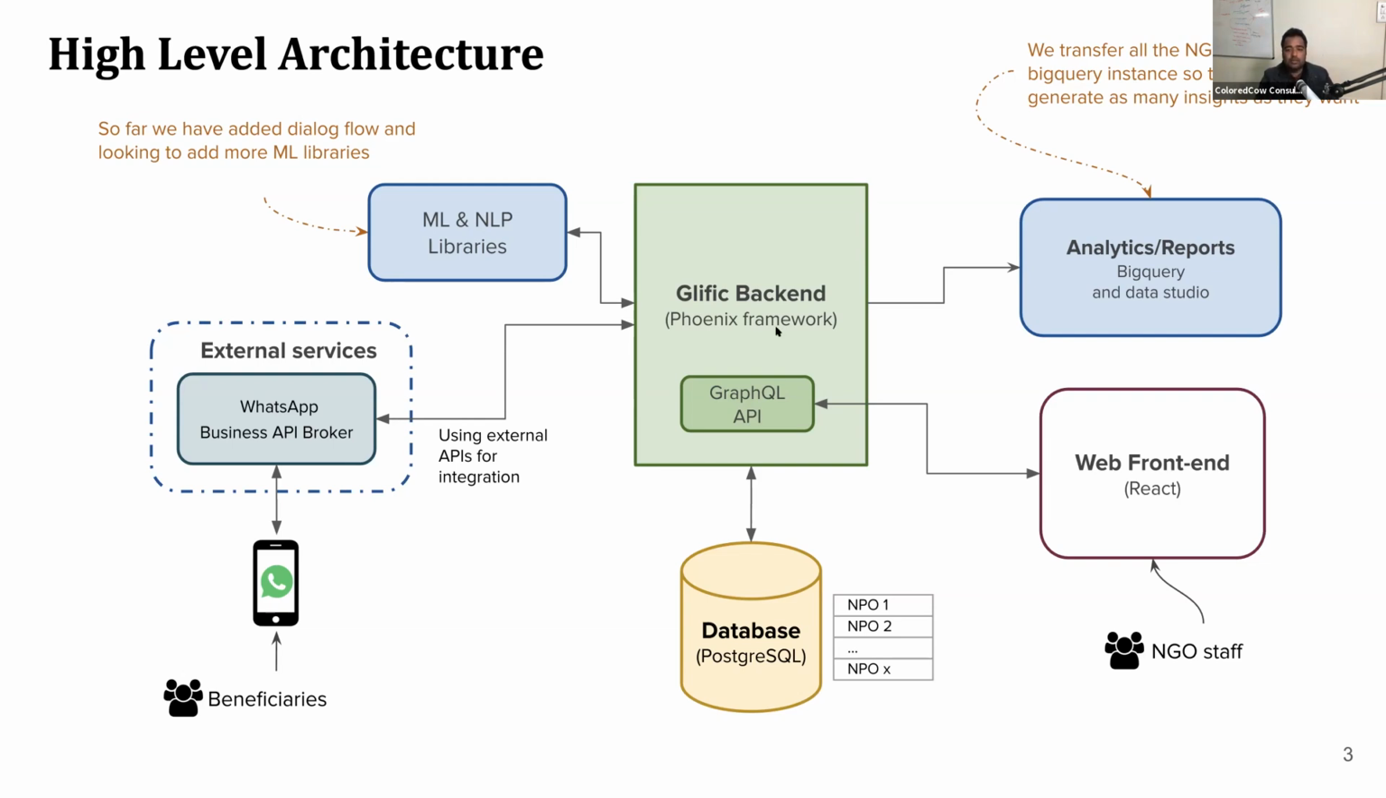And the last component is the Postgres database. As I mentioned already, it's a multi-tenant system, so we have multi-tenancy with a single schema. It's a single schema, but it provides row-level security and everything for all the organizations. So that's a high-level view of the Glyphic architecture right now.